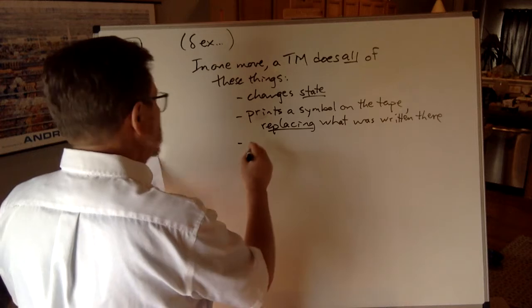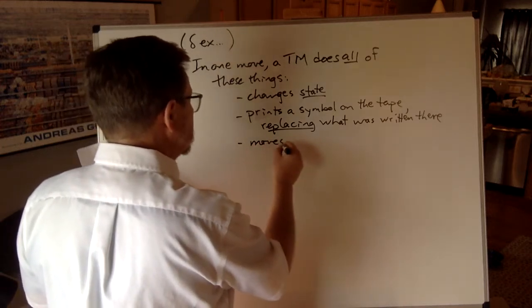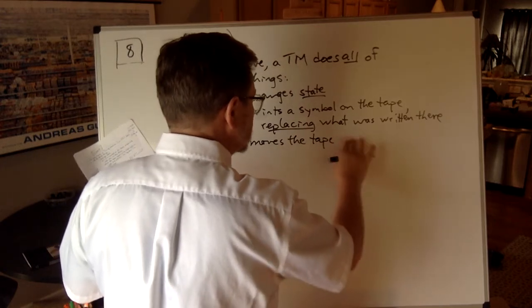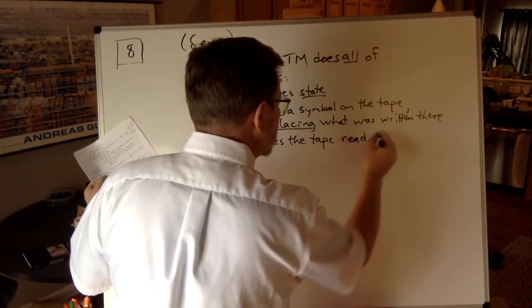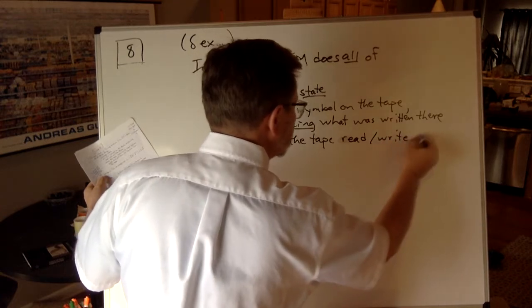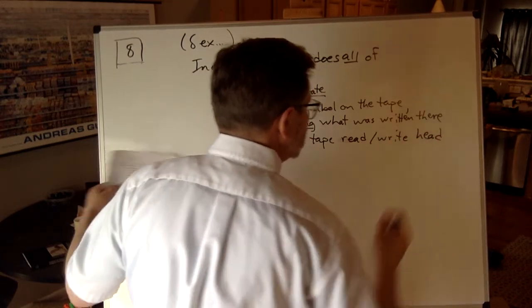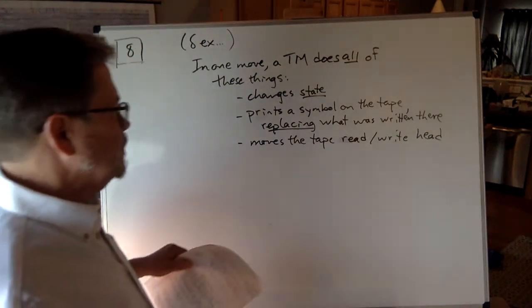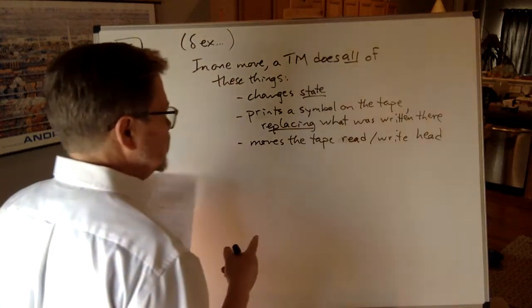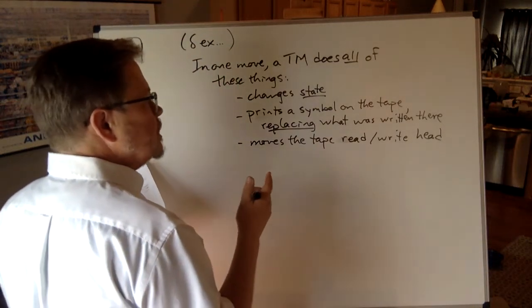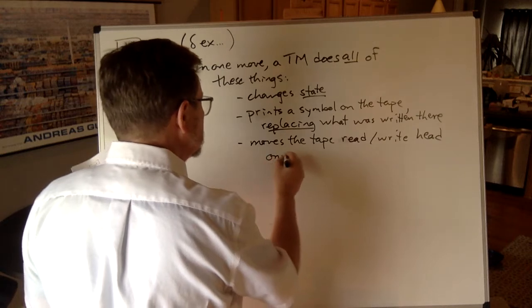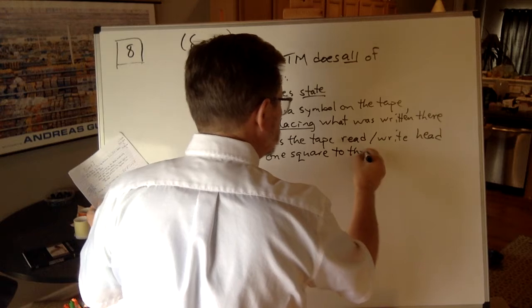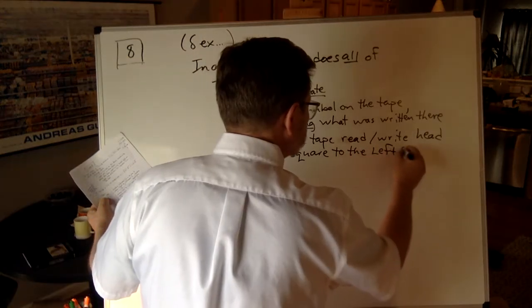Another thing it does, it moves the tape read-write head. I envision this like an old-fashioned reel-to-reel tape recorder, if you've ever seen one of those. You can make the tape go backwards and forwards, and there is a single read-write head that's looking at one place on that magnetic tape. It moves the tape read-write head one square to the left or right.